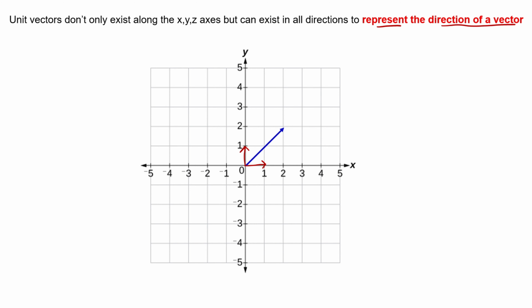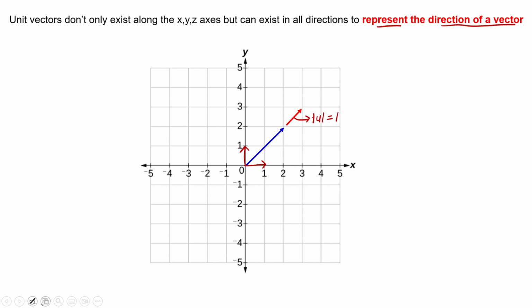This blue vector, you can see that it's not on the x-axis, it's not on the y-axis, it's on neither of them, in the sense that it is not sitting on top of the y-axis or the x-axis. But we can actually draw a vector that has a length of 1. So look at this. Let's assume, and this is not drawn to scale, that this red vector has a magnitude of 1. Then this red vector is a unit vector.